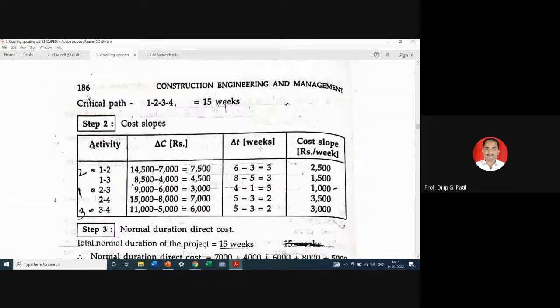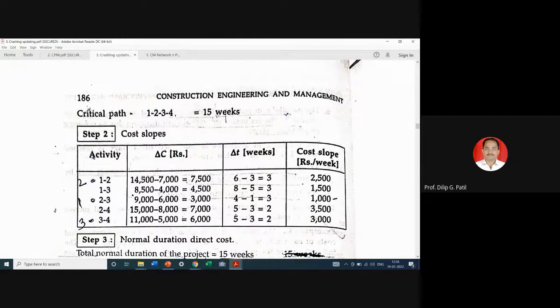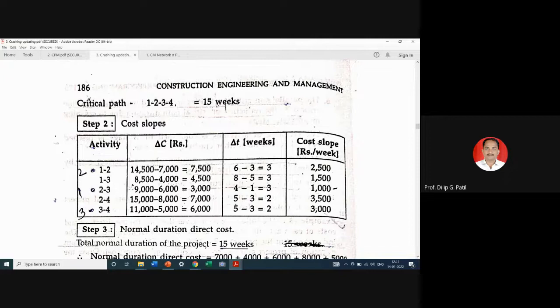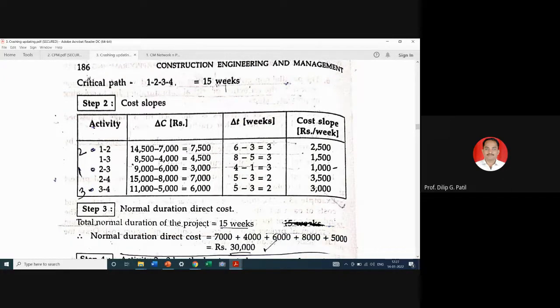So you can calculate cost slopes. So how to calculate cost slopes? Crash cost minus normal cost. This is calculated here. Again, normal duration minus crash duration, and the ratio of these two. 7,500 divided by 3, that is 2,500. So accordingly, you can calculate the cost slope of each activity.